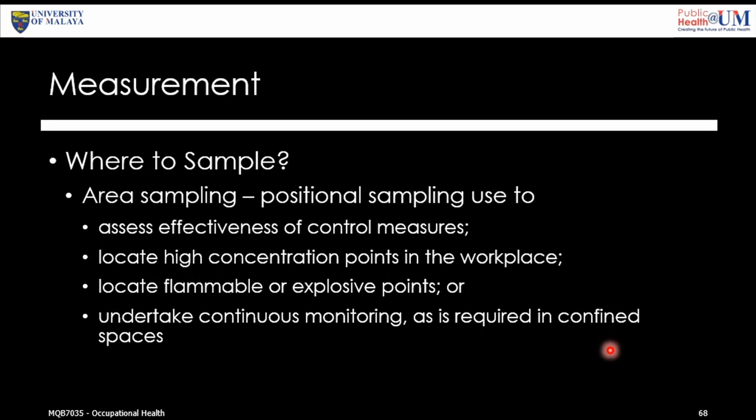So area sampling, position sampling, is used for assessment of effective control measures. Locate high concentration points of the workplace so that you can either do a control measure or put a warning sign. Locate flammable, explosive points, again, to put a warning sign, to put a no smoking sign. Undertake continuous monitoring as required, right, in a confined space. If you're looking at a confined space, then you do continuous monitoring.